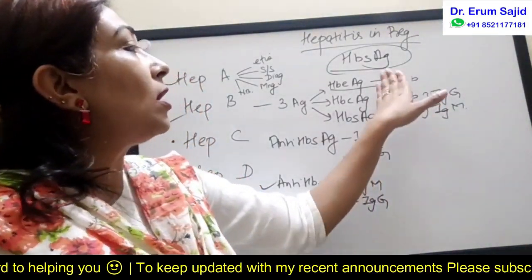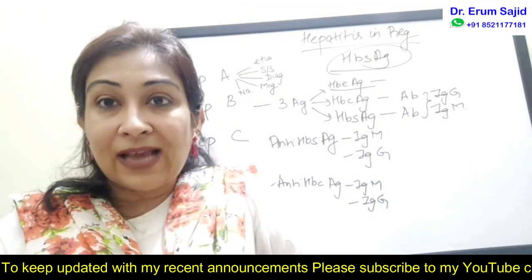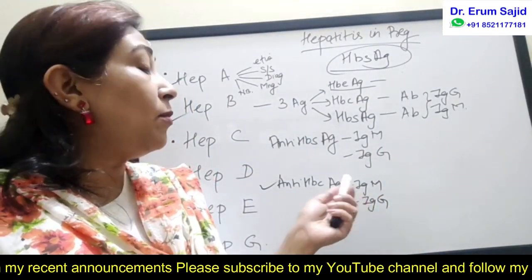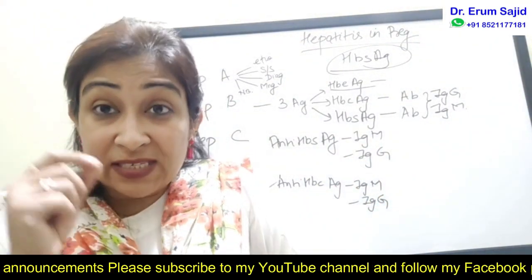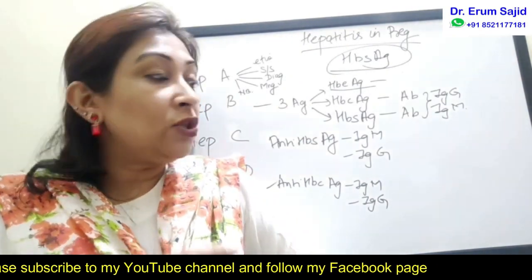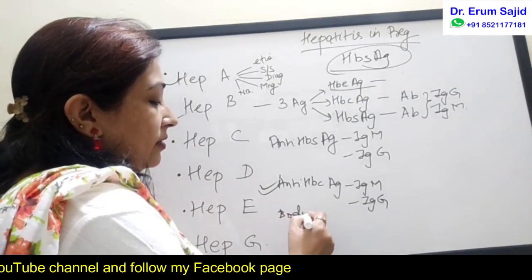Then we talk about the core antigen. The first to appear as the immune response from the body is actually the antibodies of HBC antigen, not HBS antigen. So this tells you the body's immune response.